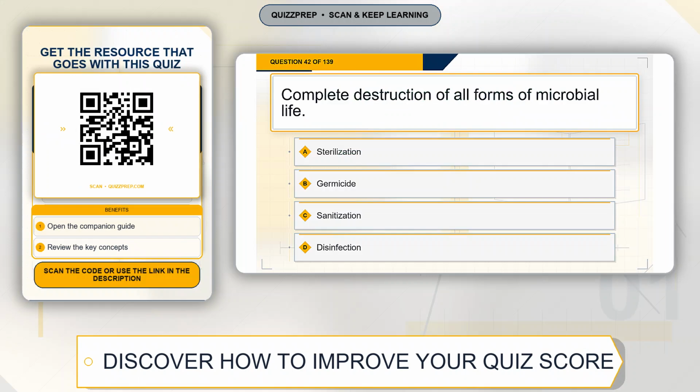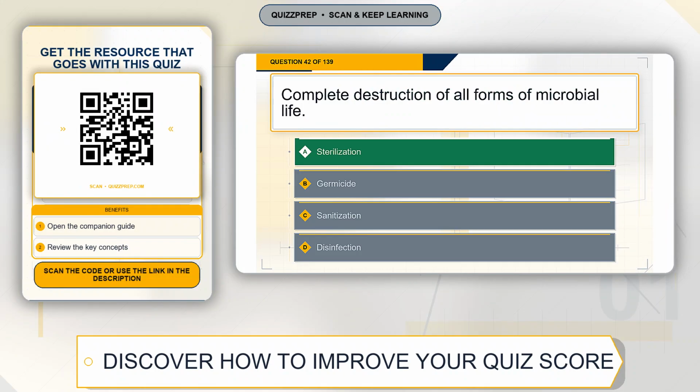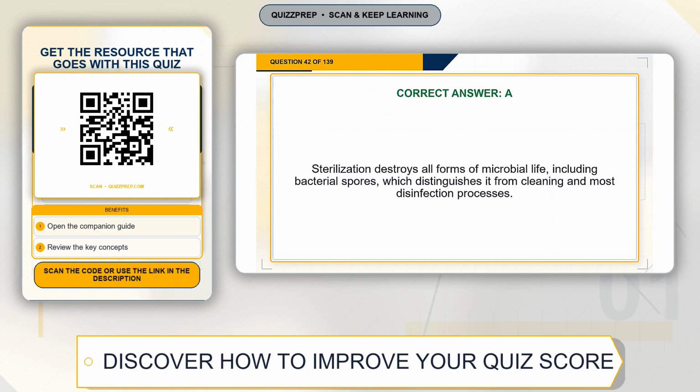Question 42. Complete destruction of all forms of microbial life. Option A, sterilization. Option B, germicide. Option C, sanitization. Option D, disinfection. The correct answer is option A, sterilization. Explanation. Sterilization destroys all forms of microbial life, including bacterial spores, which distinguishes it from cleaning and most disinfection processes.